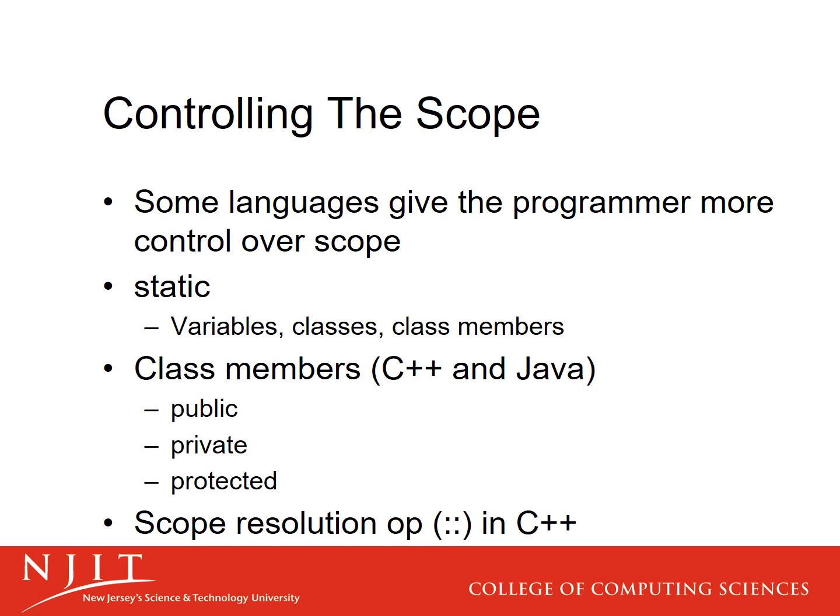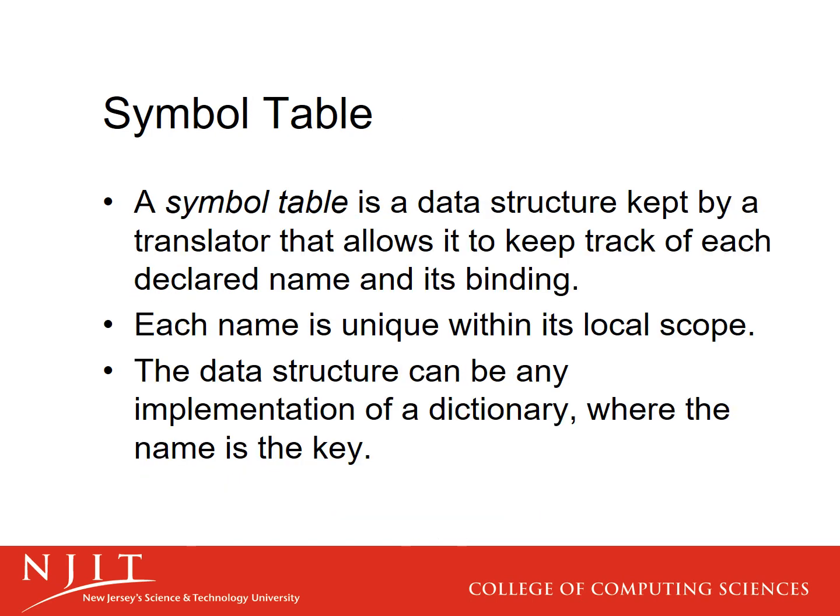Okay. Now let's talk about how this stuff ends up getting used practically. Data structure can be any implementation that you want. It's generally some kind of dictionary where the name is a key and the value is all the bindings. Okay, and the process of either compiling or interpreting and figuring out what's what is using the symbol table, building the symbol table, and searching the symbol table.